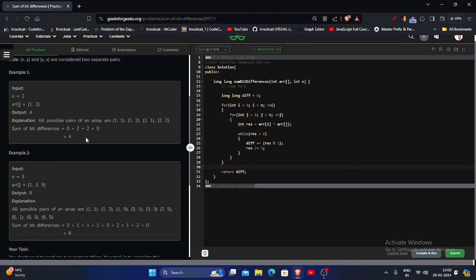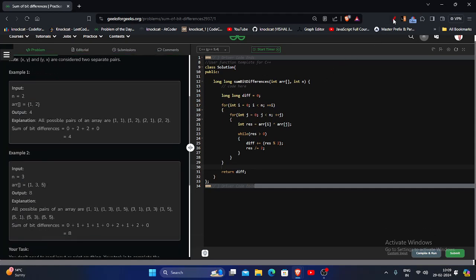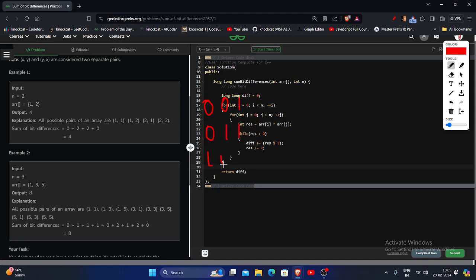Now we come to the optimization. And for optimization, one thing you should know is the Cartesian product, and I will tell you about it. I am taking this example only, 1 3 5. Let's say the binary representation of 1 is 0 0 1, the binary representation of 3 is 0 1 1, and for 5 it is 1 0 1.